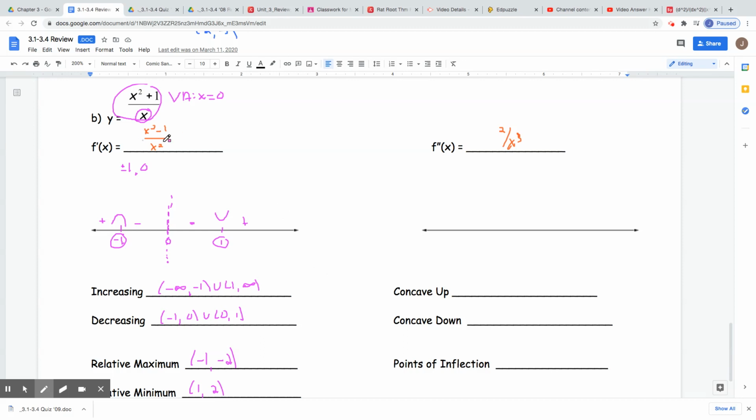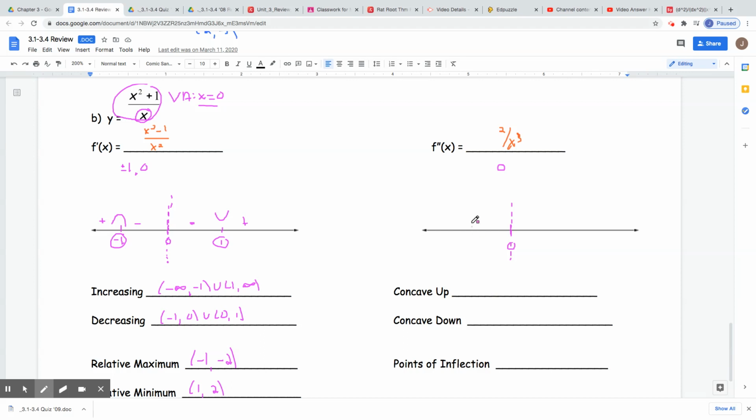Then you would take the derivative of this, but I'm giving it to you. Now you just set the top and bottom equal to 0. Well, 2 never equals 0. But when you set the bottom equal to 0, you get 0. So there's only one critical value, and 0, remember, is an asymptote. So I have a vertical asymptote at 0.